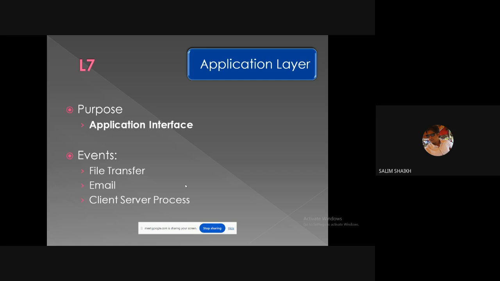Now, the major events that usually take place at the application layer include file transfer. If you have used or heard about FTP, it operates at the application layer, where it is used to manage file transfers from one device to the other. Then emails: we just spoke about Outlook, and when you're using email, protocols like SMTP, IMAP, or POP3 come into the picture and facilitate email communication. And general client-server processes, for example HTTP or HTTPS, all occur at the application layer.